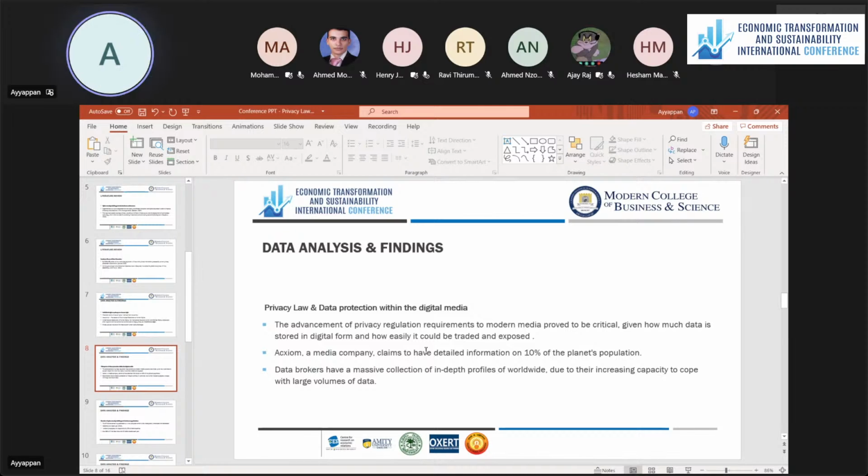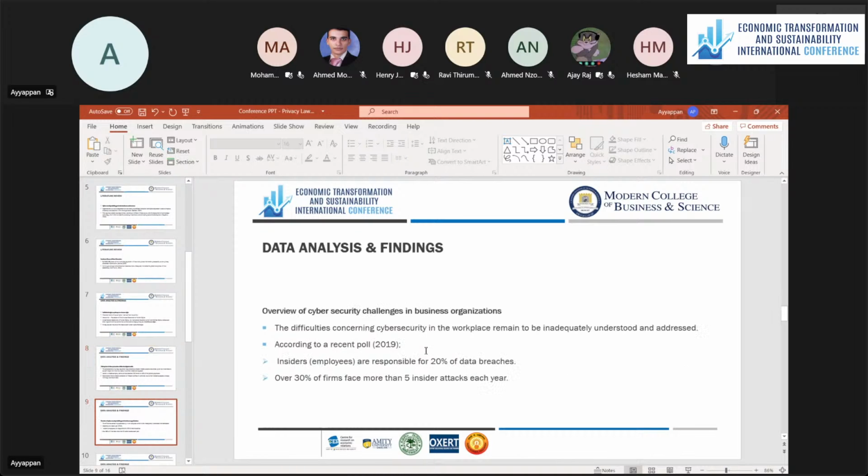One company, Acxiom, a media company, claims to have detailed information on 10% of the planet's population. Data brokers have a massive collection of in-depth profiles of people all around the world because of their increasing capacity to cope with larger volumes of data. Further, I would say this information is most probably passed to marketers who use it to identify their demographic layer and to concentrate on delivering their products. And also, Facebook and other social media platforms give individuals free social integration in return for information about themselves.